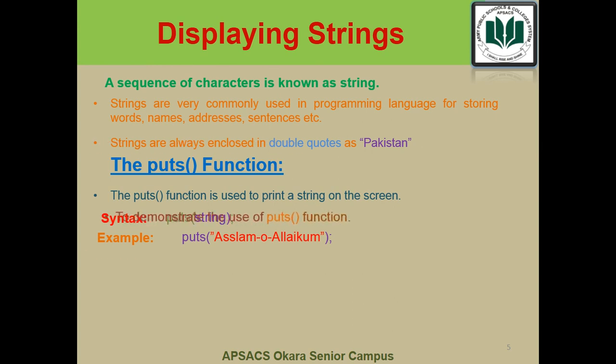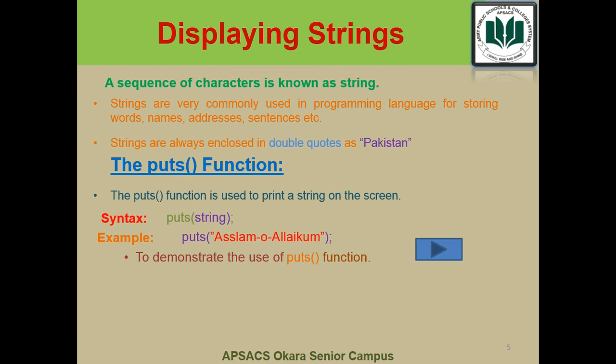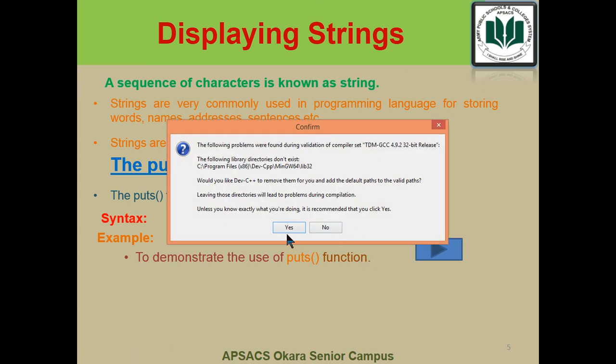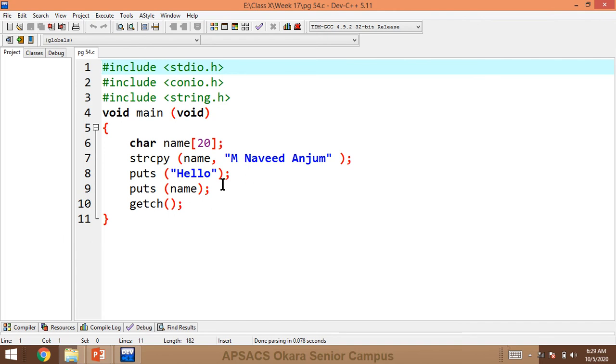Now to demonstrate the use of the puts function, we will consider a simple program example. I will click on this, and it will take us to the program. So #include <stdio.h>, #include <conio.h>, and #include <string.h>. I will explain why we have used the string.h. Then void main, then char name[20]. Here I have declared an array of name with 20 letters at most. It can contain 20 letters, and name is a variable name.